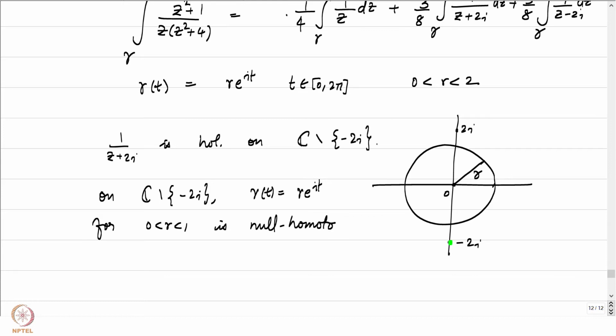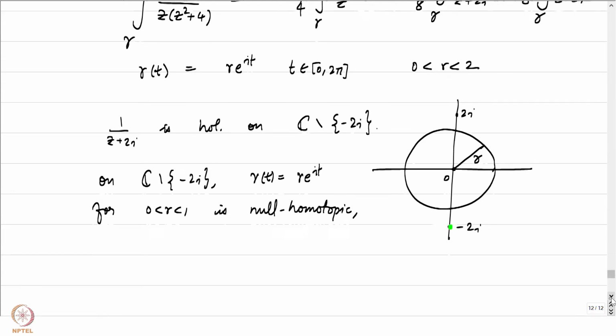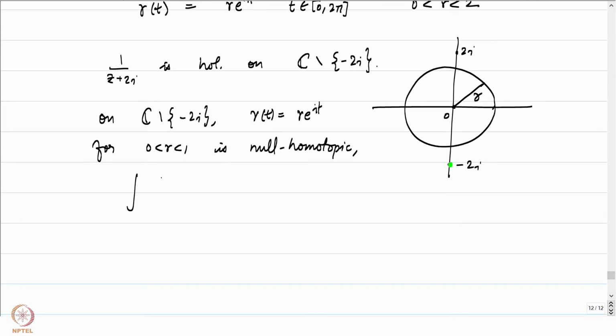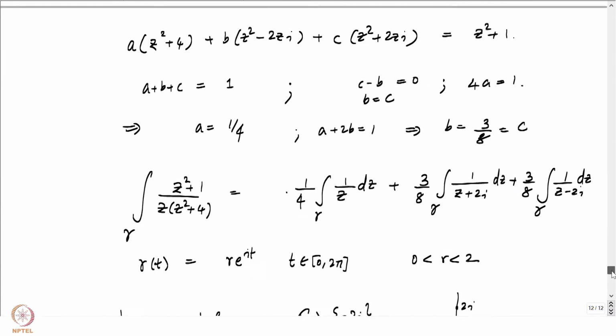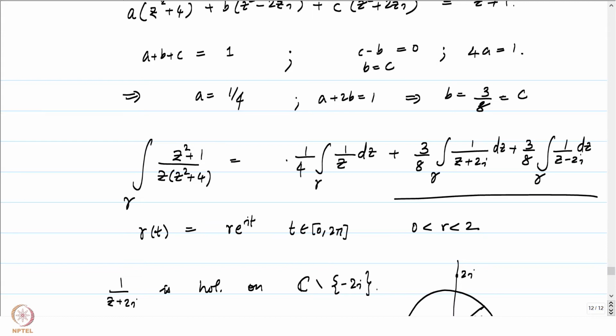By Cauchy's theorem, we get to conclude that the integral of 1/(z + 2i) over gamma is equal to 0. Similarly, the integral over gamma of 1/(z − 2i) is also equal to 0 by Cauchy's theorem. So the second and the third terms here vanish when we apply Cauchy's theorem in the case when gamma has radius less than 2.